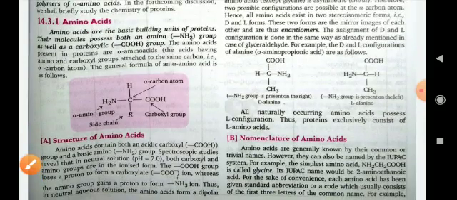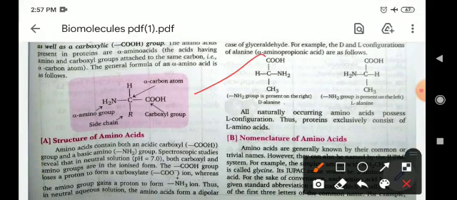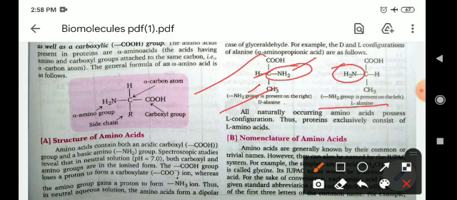Okay. So in amino acids there are also D and L forms. As we discussed before in glucose, if the OH group at carbon number 2 was present on the right hand side, it was said to be the D form, and if it is present on the left hand side, then it was said to be the L configuration. So here, like carbohydrates, if the amino group is present on the right hand side, then it is known as D-alanine, and if it is present on the left hand side, then it is known as L-alanine.